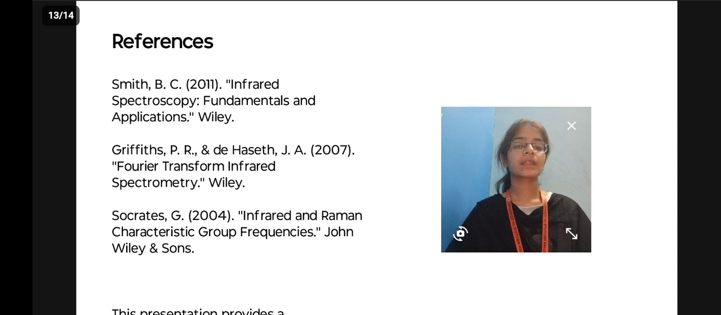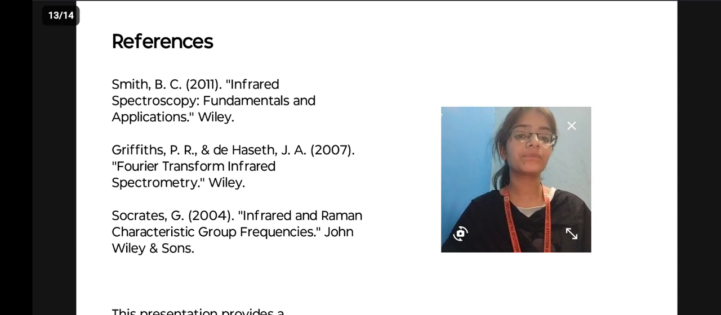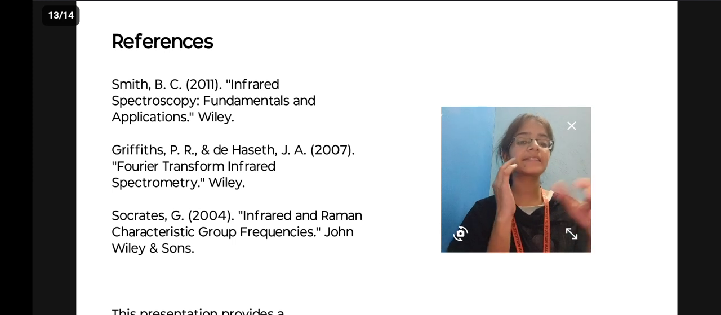References. Spectroscopy fundamentals and applications; Griffiths and de Haseth, Fourier Transform Infrared Spectrometry; Infrared and Raman Characteristic Group Frequencies, John Wiley and Sons.